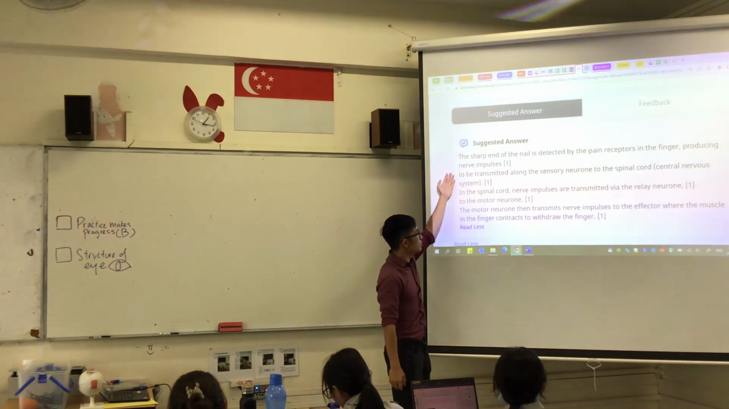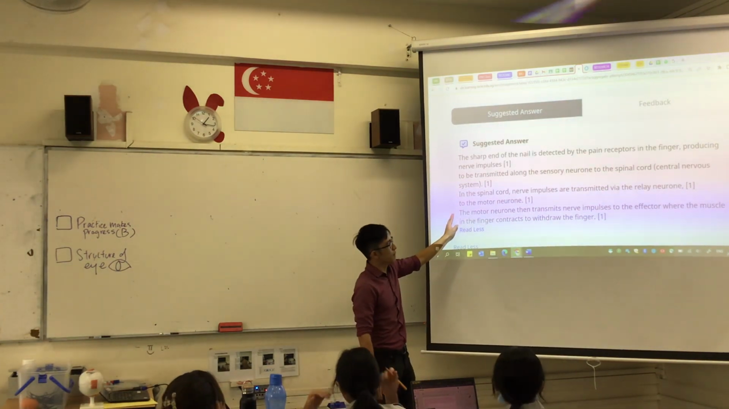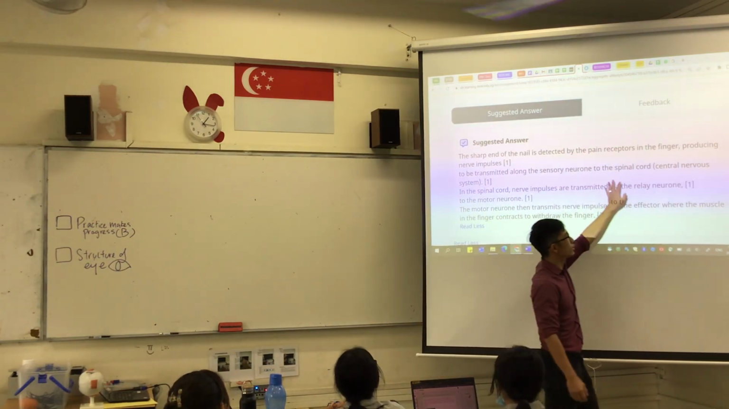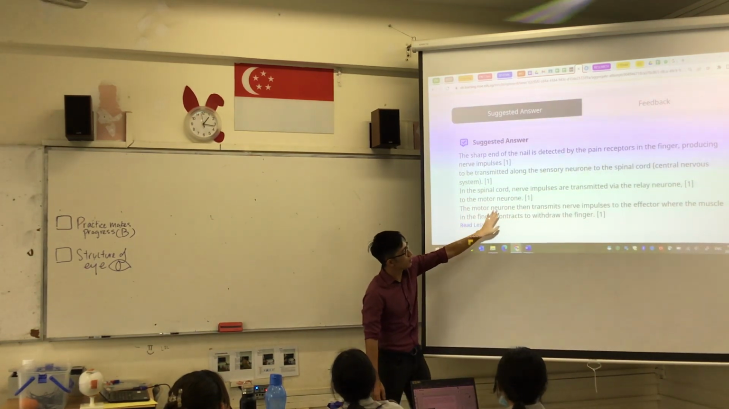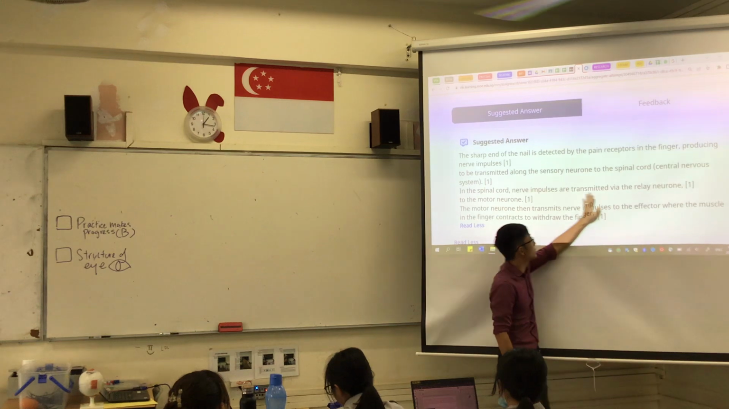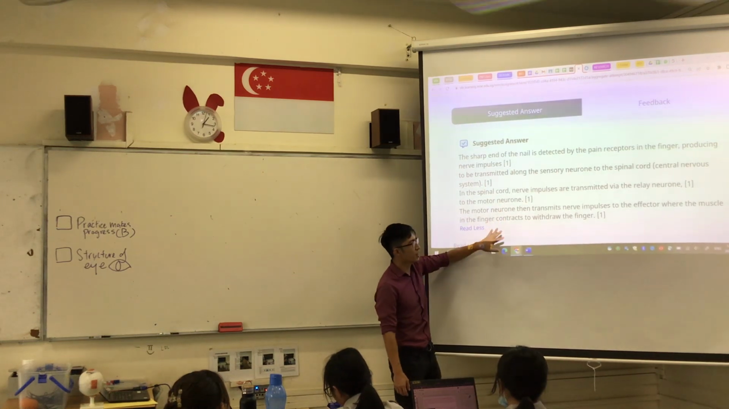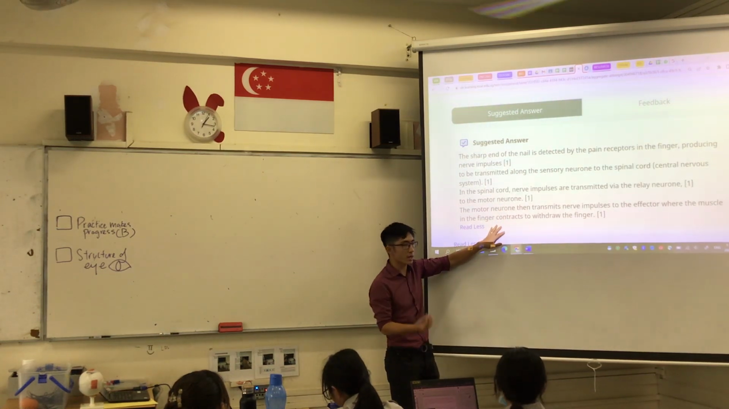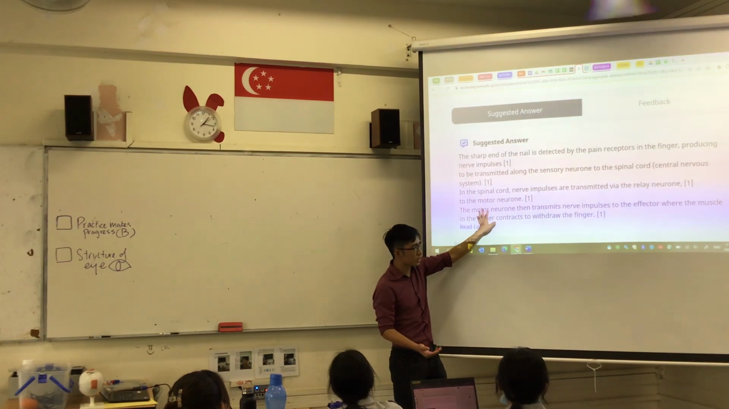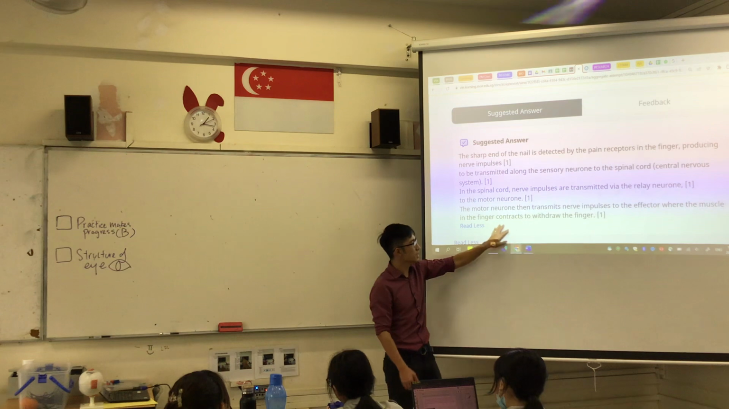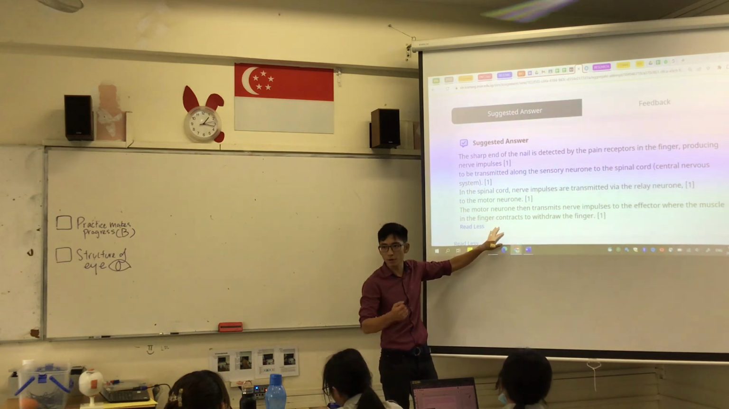The ones in between are familiar to you. Mention of sensory neuron going to the central nervous system. Then there will be some sort of a relay neuron that will then relay this to the motor neuron. The very last step of such a question usually ends off with what the effector is. So from the motor neuron, you transmit the nerve impulses to the effector. In this case, it's the muscle to withdraw the finger.